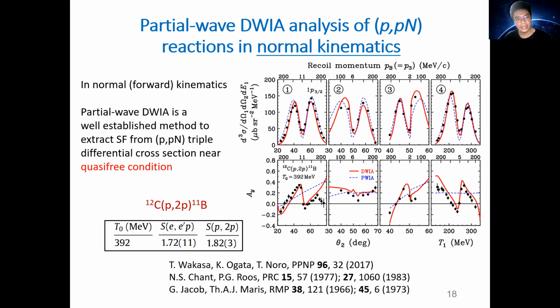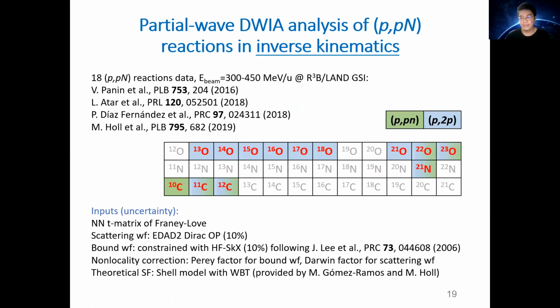I should mention that in normal kinematics, the partial wave DWIA that we use is a very well established method, and it has long been used to study these spectroscopic factors. A review paper in 2017 shows that the spectroscopic factors from (p,2p) using DWIA versus the ones from (e,e'p) have very good agreement, and it can describe the data very well in the quasi-free conditions. So now we will use this model for the inverse kinematic data.